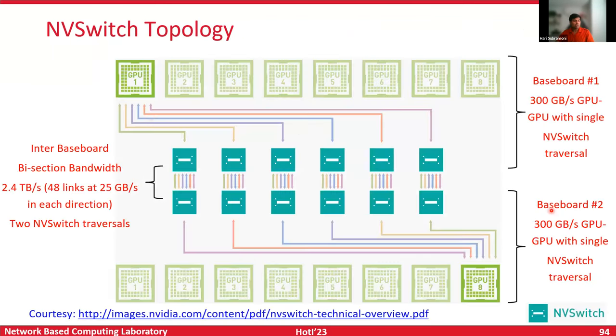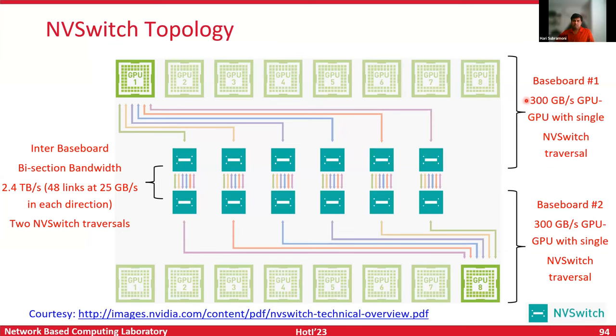And with NVSwitch, you now have the capability to create good intra-node communication topologies like you do in your common inter-node communication networks. NVSwitch has the ability to connect 16 GPUs with an inter-baseboard bandwidth of close to 2.4 terabytes per second, which is 48 links at 25 gigabytes per second in each direction. Each baseboard is fully non-blocking, and you can go from any switch to any other switch with just a single hop, as you can see here. And you get close to 300 gigabytes per second of GPU to GPU bandwidth for intra-baseboard communications.